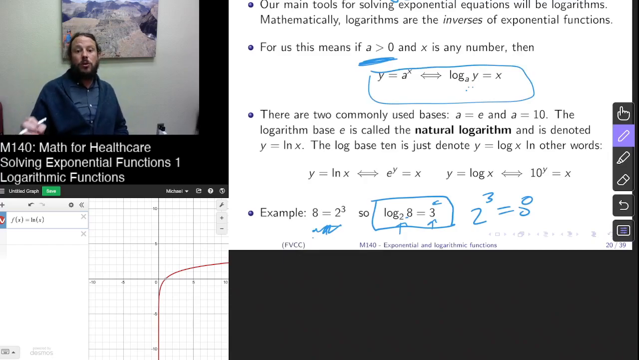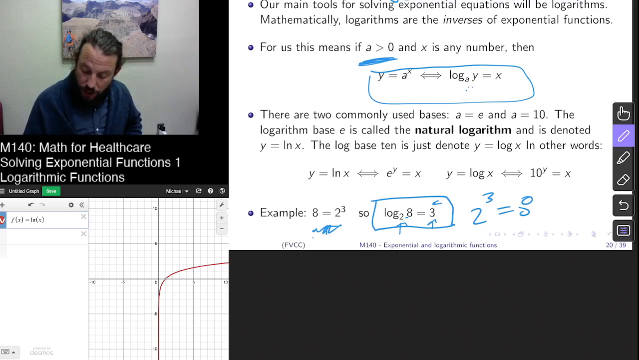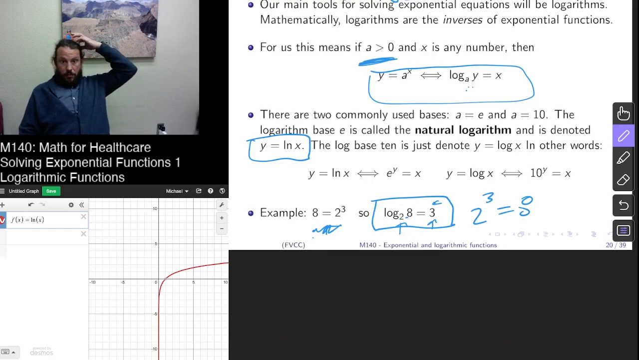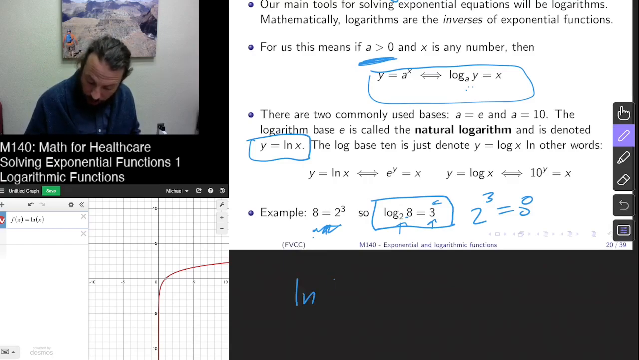Now there's two main bases classically available on calculators. The logarithm base e is called the natural logarithm and is denoted ln of x. That's pretty much the only one I use for solving exponential equations. And we'll see how we could do that even if it's not in the same base. And y equals natural log of x if and only if e to the y equals x.